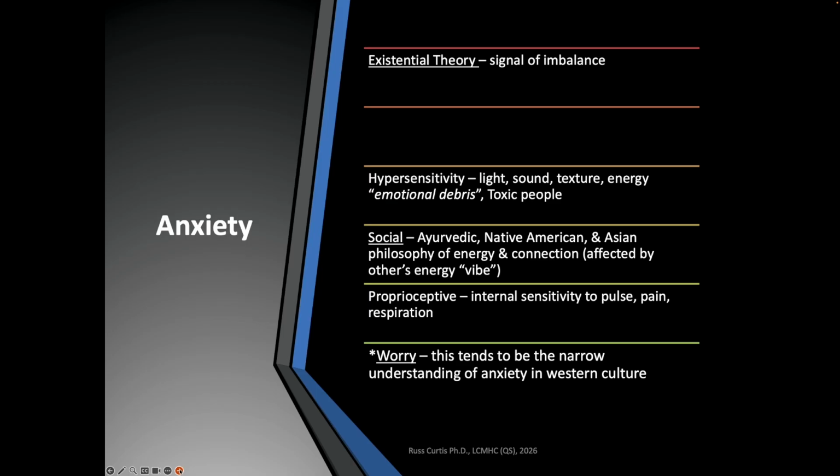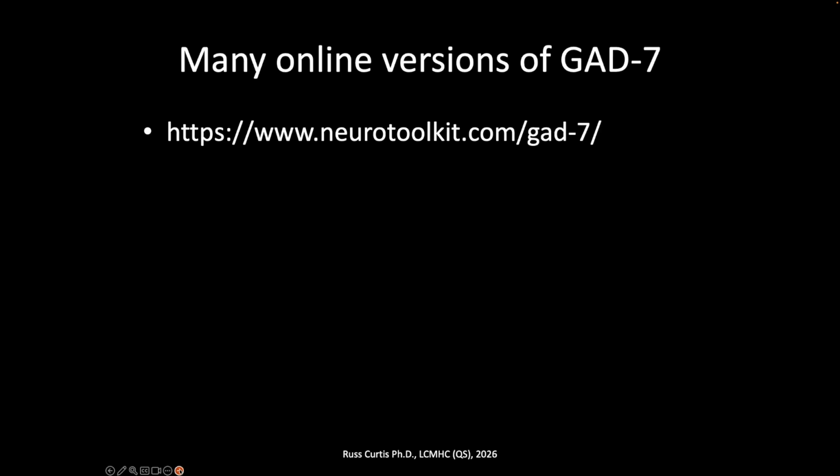Proprioceptive, we can be hyper aware of what we're experiencing inside, our breath rate, heartbeat. But I think in Western culture, a lot of times anxiety is just associated with worry and rumination, and clearly that can be a part of it, but there can be other causes. So we want to look at all that. We want to keep a broad lens.